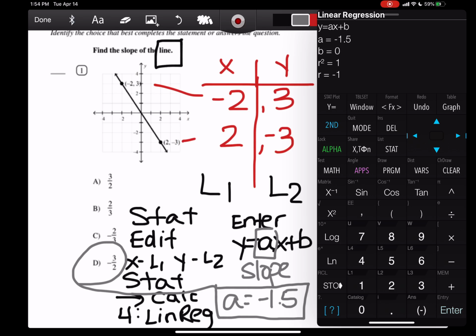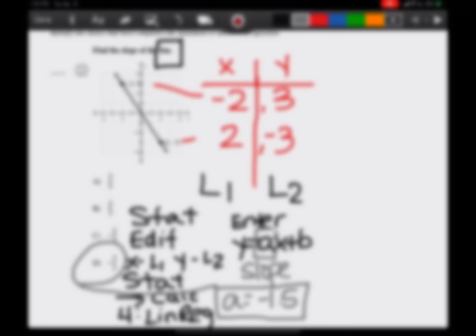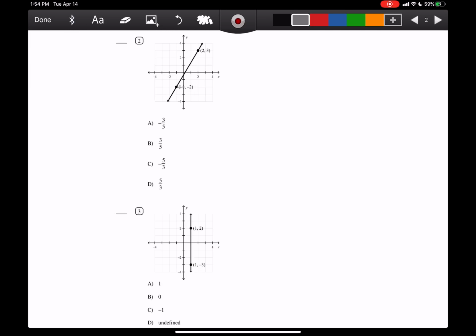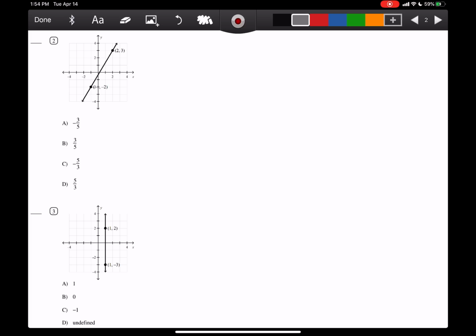So you have 2 different options to solving for slope. All right. Just get that real quick. Let's move on. Let's look at number 2. It gives us a graph again. We have 2 points. 1 point, which is 2, 3. And this other point right here is kind of hard to see.